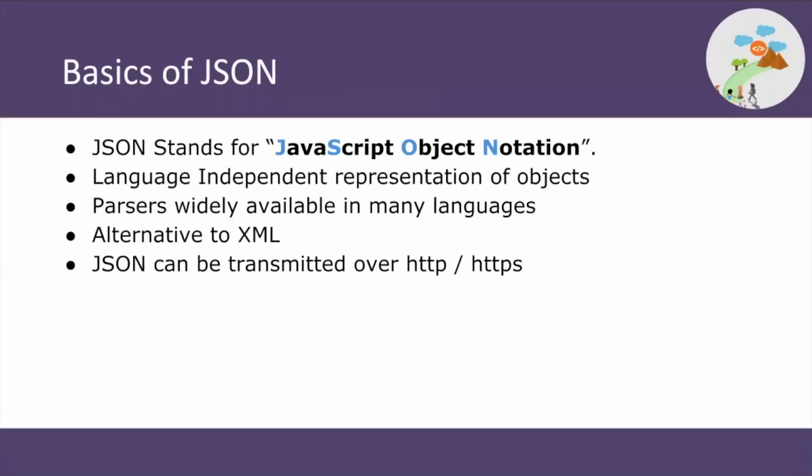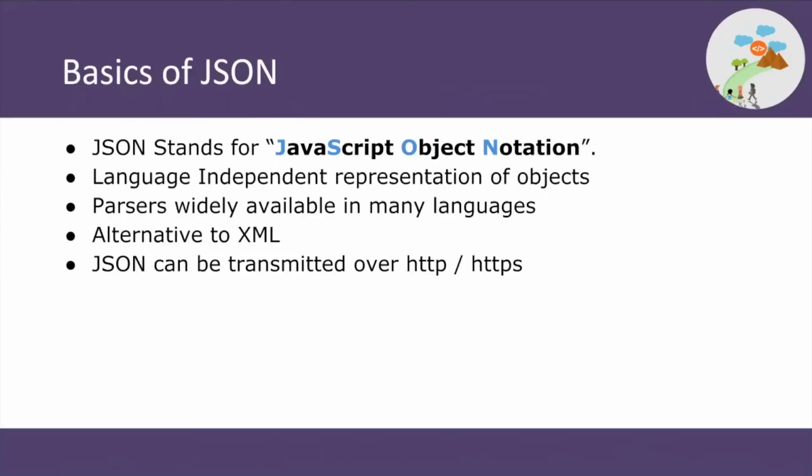So let's talk about the basics of JSON. As the word suggests, JSON stands for JavaScript Object Notation. This is one of the formats or data types that we use to exchange data. This is language independent, and we can represent any type of object, simple or complex, that we will see in some time.